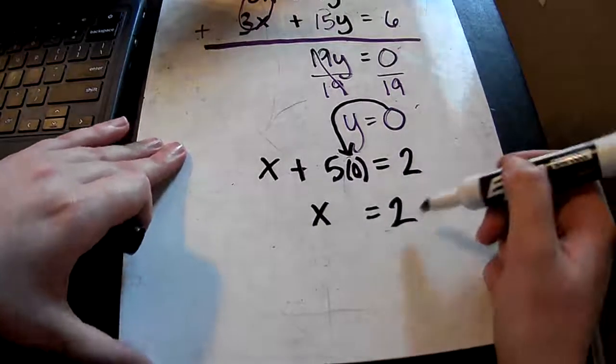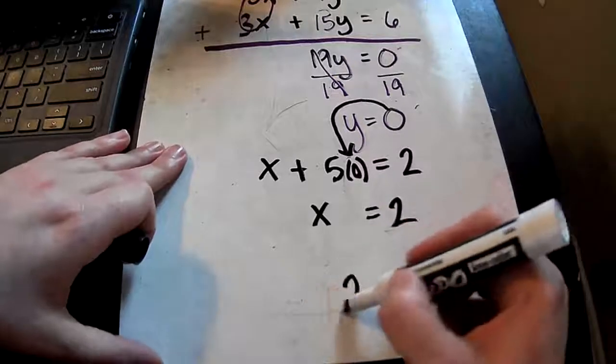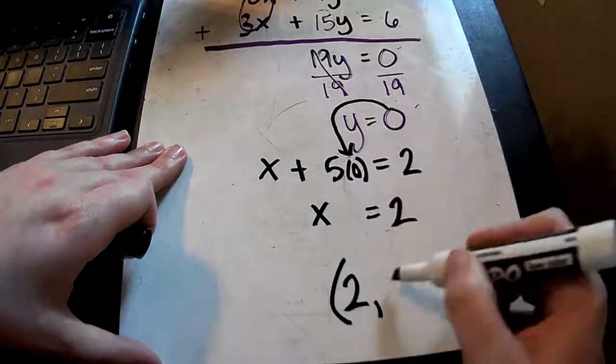So again, we want our answer to be written as an ordered pair. The x value comes first, and so the coordinates would be (2, 0).